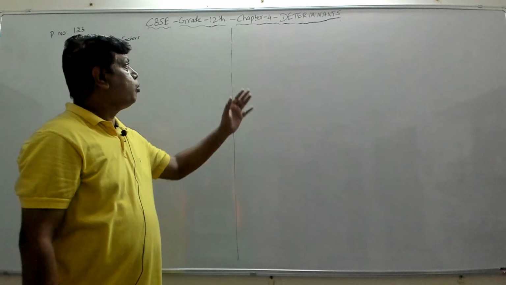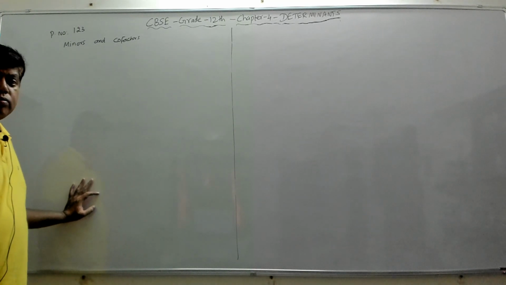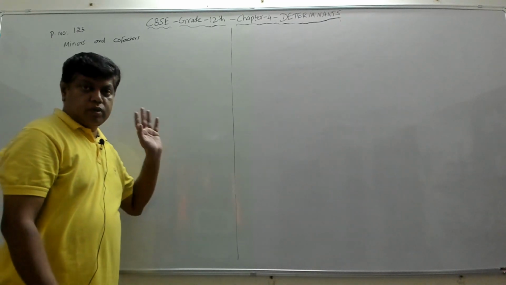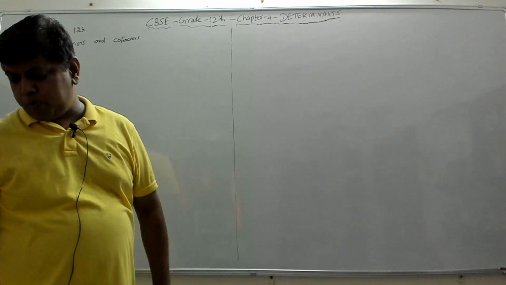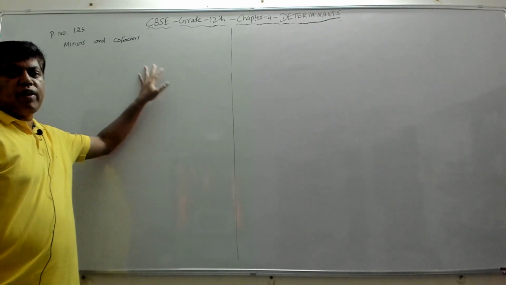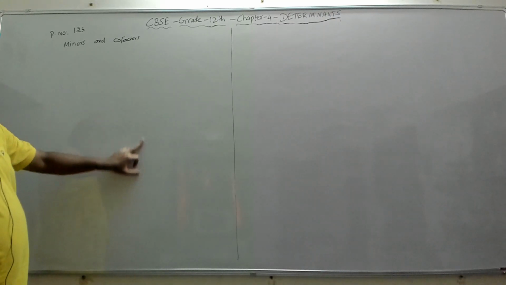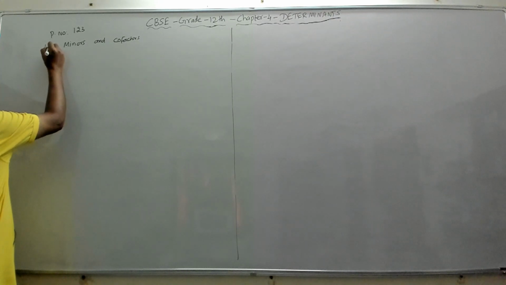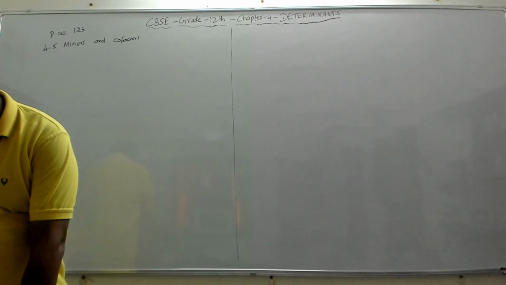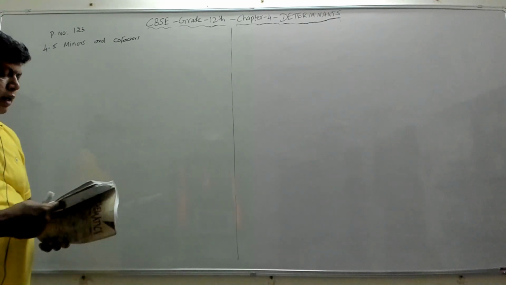In this video, we'll continue with the chapter Determinants, which is chapter 4 from your 12th standard CBSE Mathematics. We'll continue from section 4.5 on page number 123, which is minors and cofactors. It's not exercise 4.5, it's section 4.5. The first one is, what is a minor, and what is a cofactor for an element?